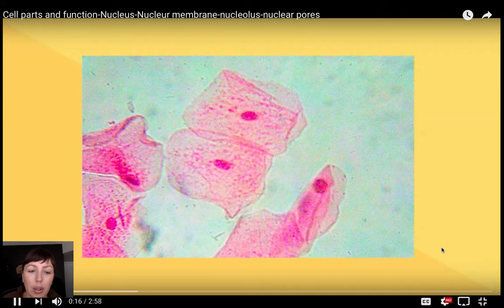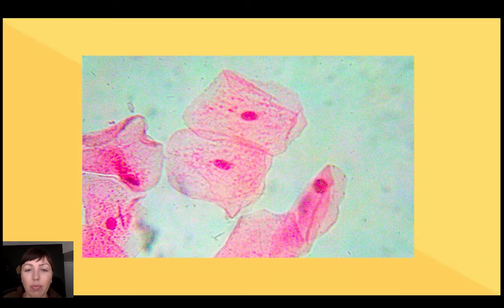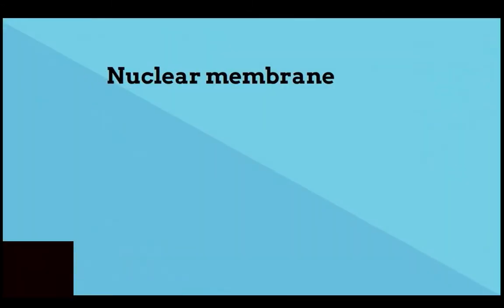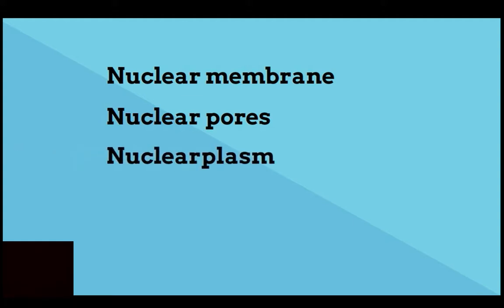The nucleus is a large organelle. In fact, you can see the nucleus with a compound microscope. Here it is inside a cheek cell. I'd like to look at four main components of the nucleus. First, the nuclear membrane, nuclear pores, nucleoplasm, and the nucleolus.